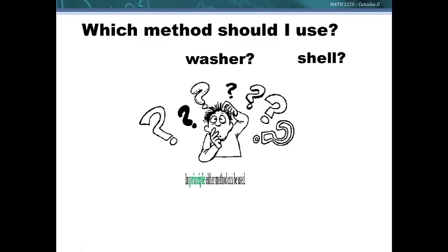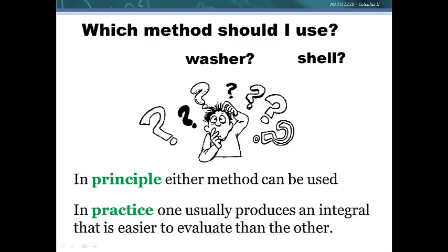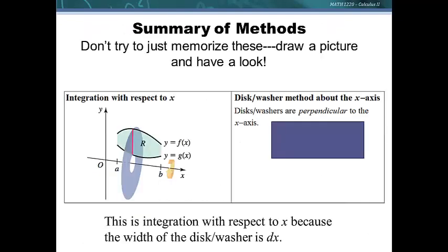Which one should you use? In principle, you should be able to use either one. You could say, I'm going to sum this up with slices and looking at washers, or I'm going to look at cylindrical shells and sum those up. However, in practice, one of them usually produces an easier integral to evaluate than the other. And so if you set one up and it looks like something you don't know how to integrate or is going to be tough to integrate, then you may want to try the other method and see what kind of an integral you get. So let's just summarize these.